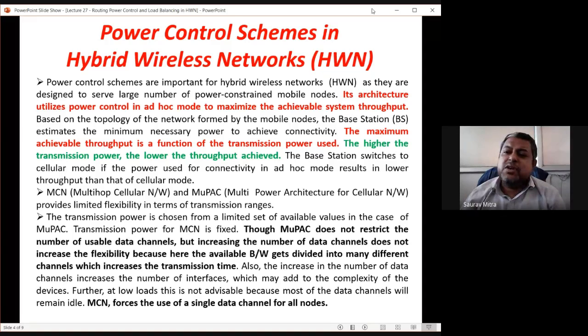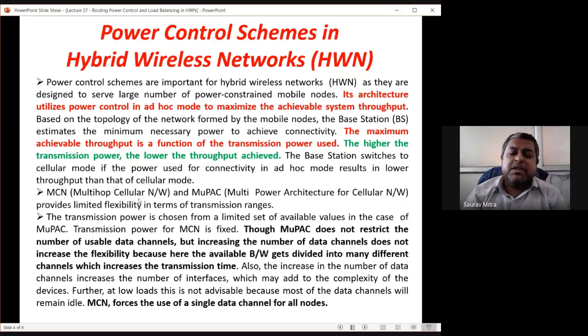We have discussed all these things, not yesterday, but in the first lecture of this module 5: there is always an estimation of power going on in the base station, whether cellular mode will be more power saving or ad hoc mode will be more power saving. Whichever mode is more power saving, the switching will occur from one state to the other, either cellular to ad hoc or ad hoc to cellular in case of HWN. This is written here: the base station switches to cellular mode if the power used for connectivity in ad hoc mode is lower. So that switching keeps on happening.